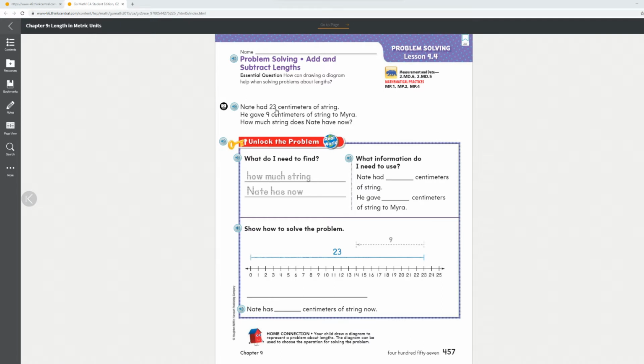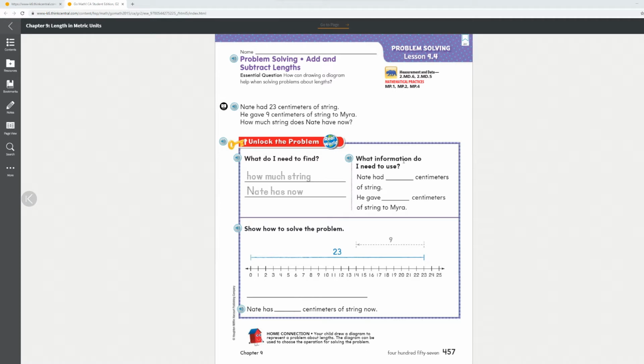Nate had 23 centimeters of string. He gave 9 centimeters of string to Myra. How much string does Nate have now? So what do we need to find? We need to find out how much string Nate has now. So here we would write it down.